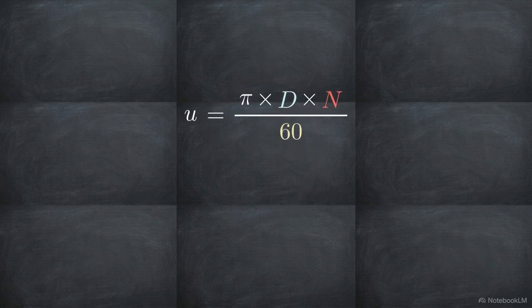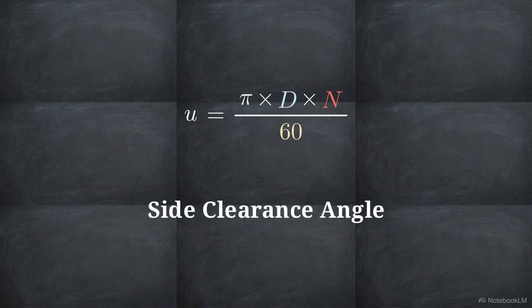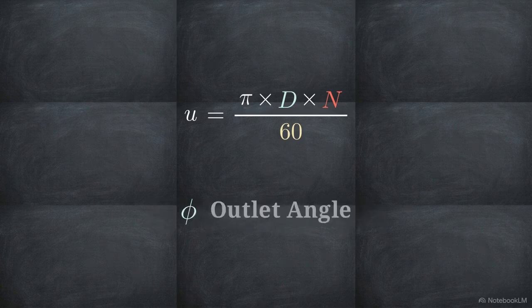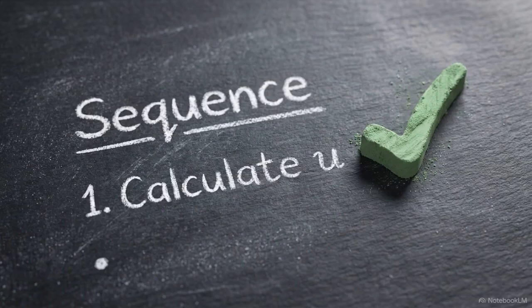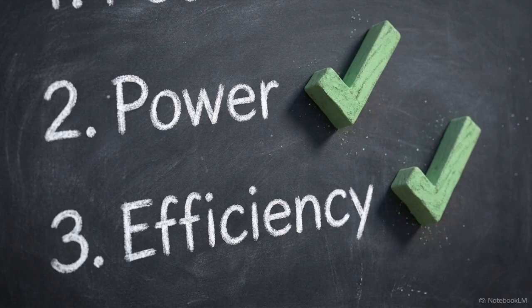Also, if a problem ever mentions a side clearance angle, treat that simply as another term for your outlet angle, phi. Once you use that RPM calculation to determine the bucket velocity, the rest of the problem follows a predictable path. Your steps for finding power and hydraulic efficiency will mirror the sequence we just executed.